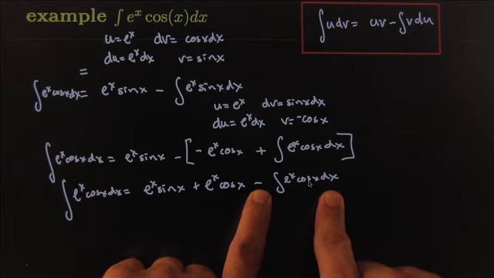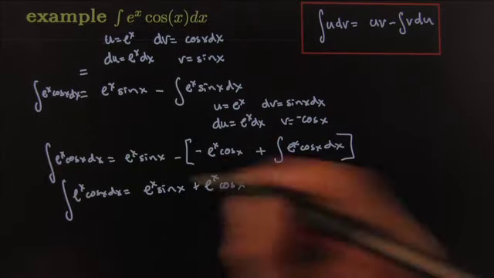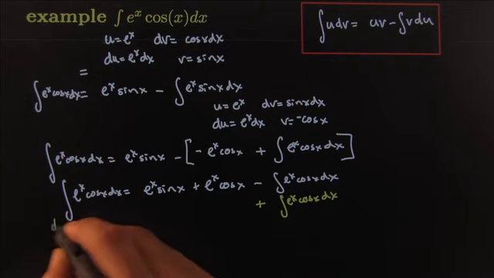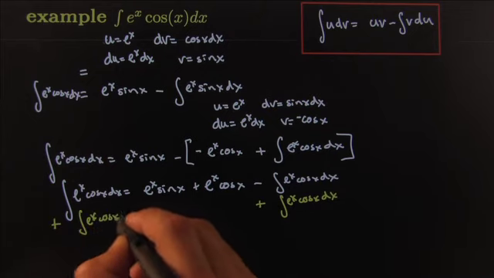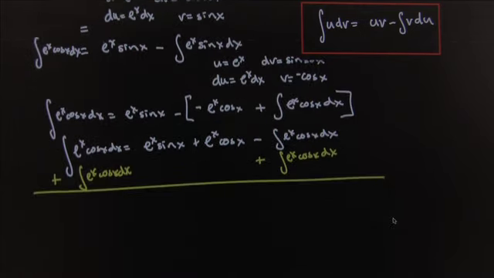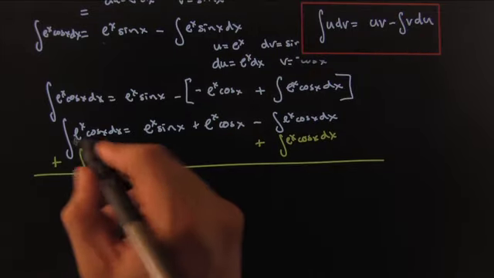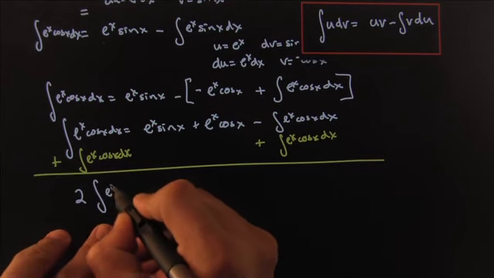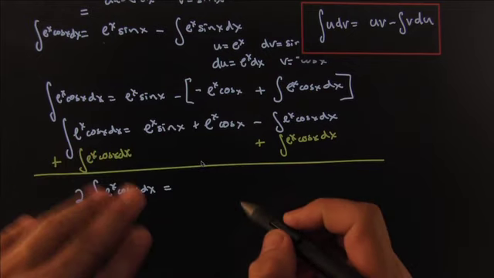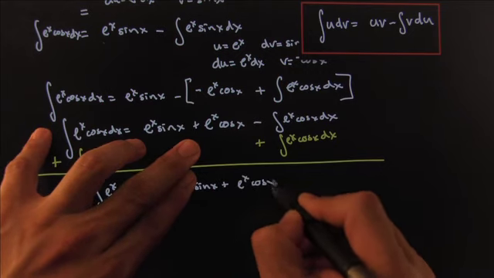Luckily here this is a minus, so if I was to add a couple of these on both sides, let's make it yellow. So I'll add the integral of e to the x cosine of x dx on that side, and I'll add the integral of e to the x cosine of x dx on that side. What will happen is I will get two integrals of e to the x cosine of x dx is equal to e to the x sine of x plus e to the x cosine of x plus 0.